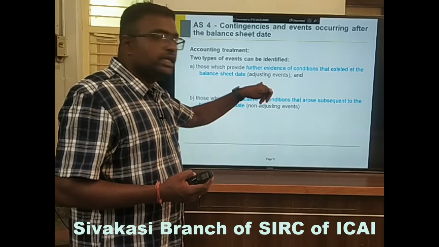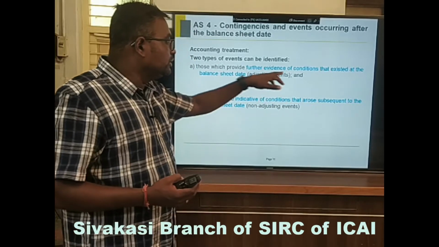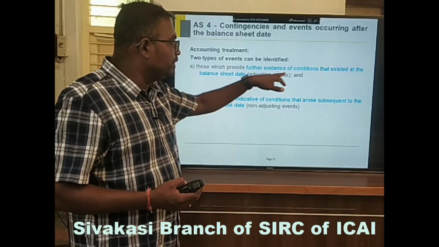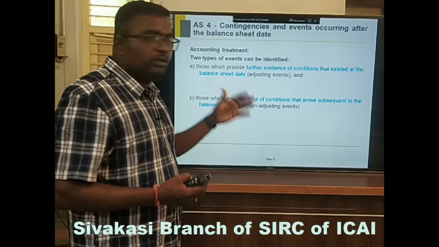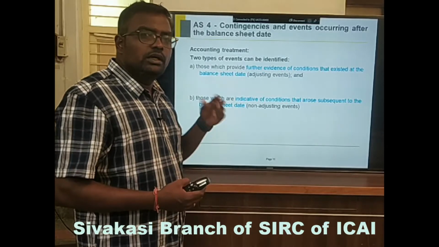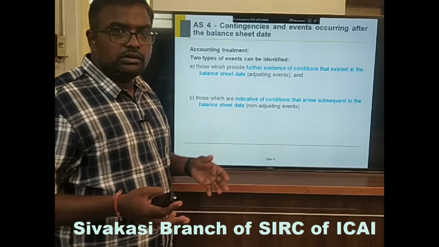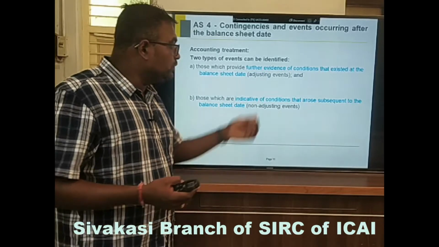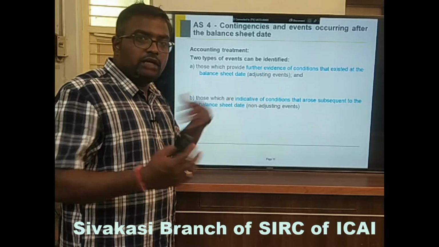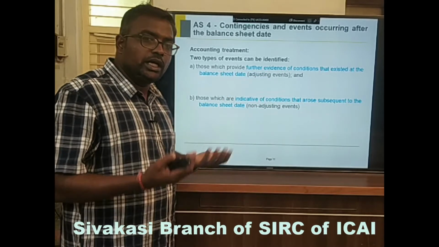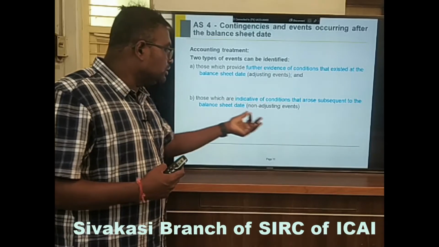Because adjusting, as the name itself suggests, means that there is further evidence of a condition that existed at the balance sheet date, which requires an adjustment to the balance sheet number which we are going to sign, or a debtor number or a fixed asset number. So this requires an adjustment. If this event happens, I have to adjust my fixed assets, or I have to adjust my inventory based on whatever event it is.